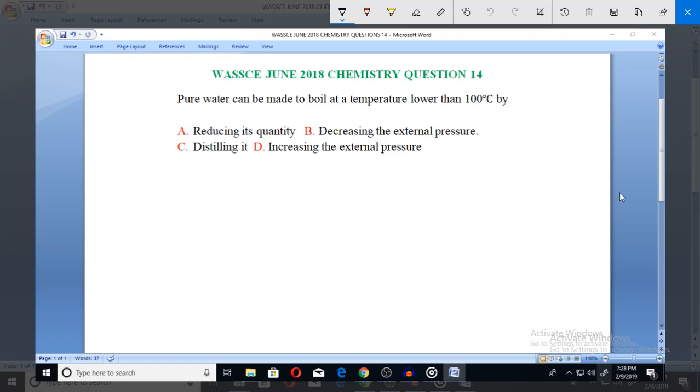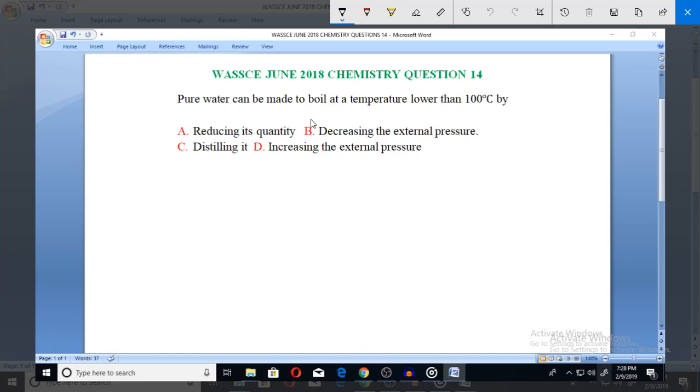WAEC 2018 chemistry question 14. Pure water can be made to boil at a temperature lower than 100 degrees Celsius by option A, reducing its quantity, B, decreasing the external pressure, C, distilling it, D, increasing the external pressure.